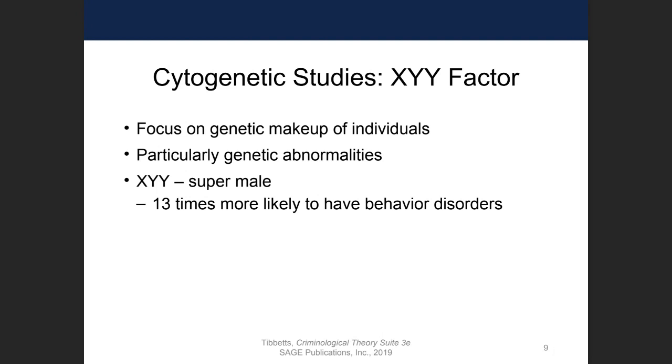For example, the XYY super male. We know that males tend to have an X and Y chromosome, but sometimes there's a genetic abnormality that may have them have two Y chromosomes, and when that happens, then that person is classified as a super male. Well, studies have found that super males are 13 times more likely to have behavior disorders than your regular XY males. And many people argue that this is because of the extra Y chromosome.